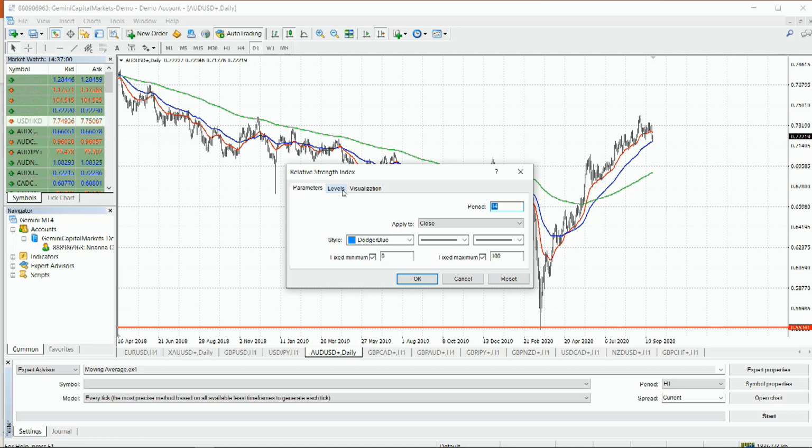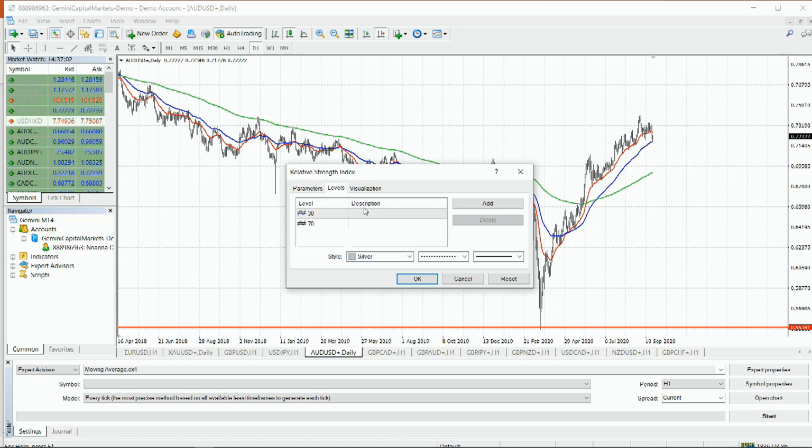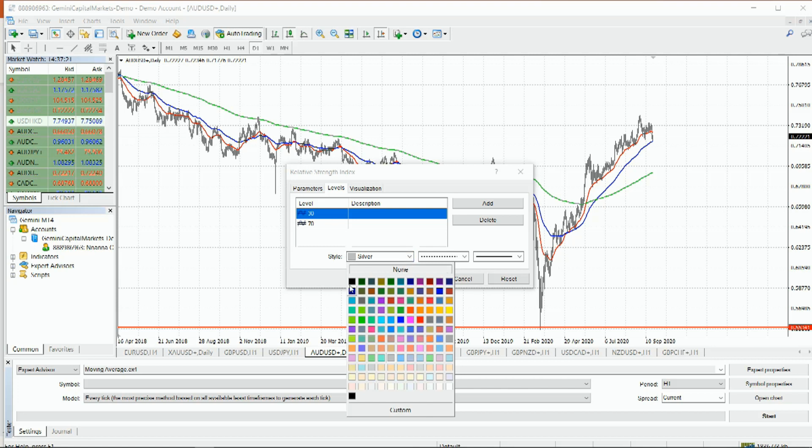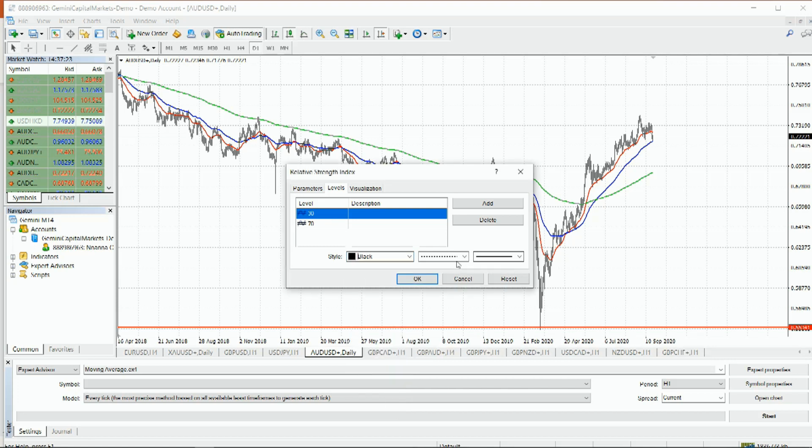The parameters you want to have: some people might use 80-20. You can set your levels to be 80-20, or you can set it to be 70-30, so that you use the low as oversold and the top as overbought. So let's leave it at 70-30, and let me change this to something that is more visible. And let's make this line thicker so we can see it better. Okay.